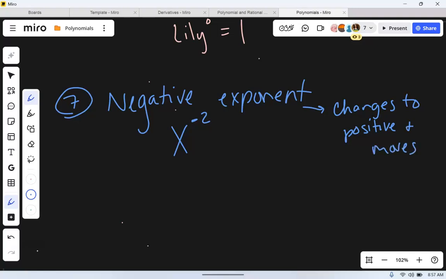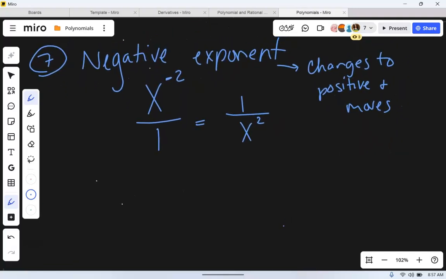Well, everything is a fraction, even if it's not a fraction, right? I can put anything over 1, right? So I change it to positive. It becomes x to the positive 2, and then I move it. So this would be 1 over x to the second power. What happens if it starts out in the bottom? Then you move up to the top. It literally just changes. Let's say it's x to the negative 8. It becomes positive 8, moves up to the top, and becomes x to the 8.